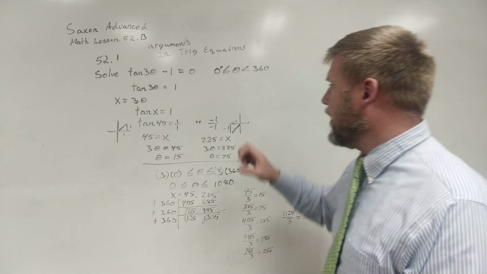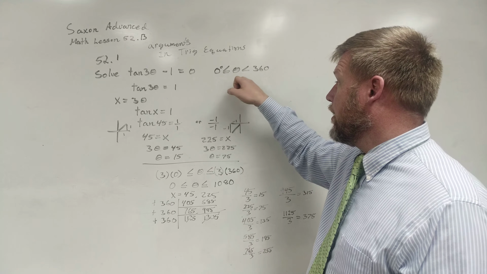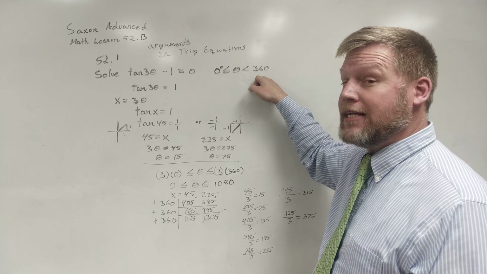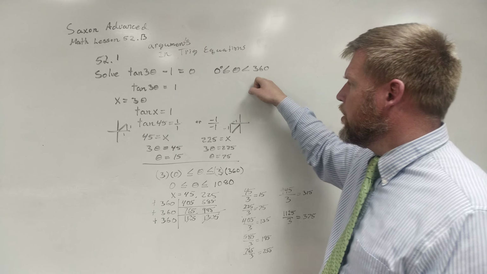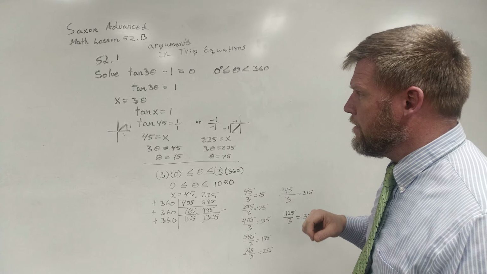We do have a range of values. They said 0 is the smallest value for theta, and less than 360 is the largest value. So this is the range of values that theta can be.